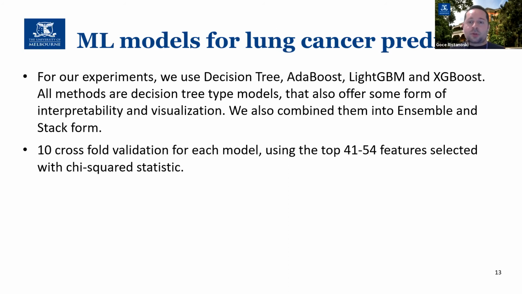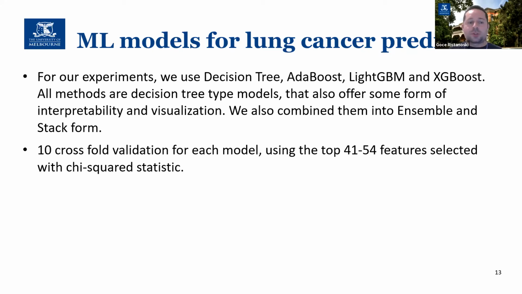The machine learning models that we'll be using are most of them from the decision tree family, which is decision tree, the AWS, the LightGBM as well. And we are going to be using them because if we want, we can actually visualize the output of the model and see what is interesting about the results. And we're also going to combine them within an ensemble and a stack form.